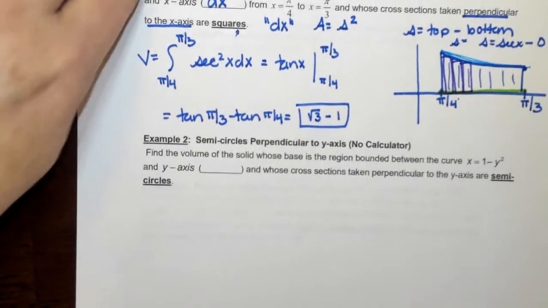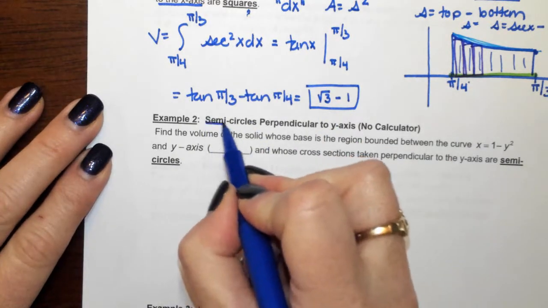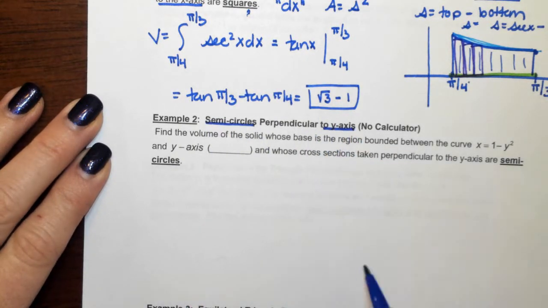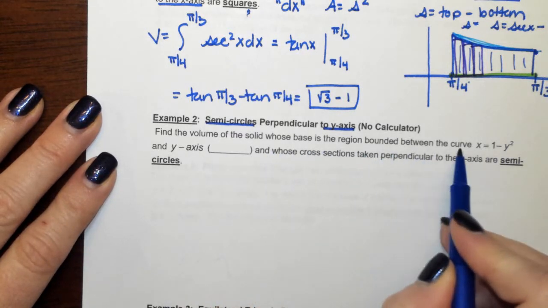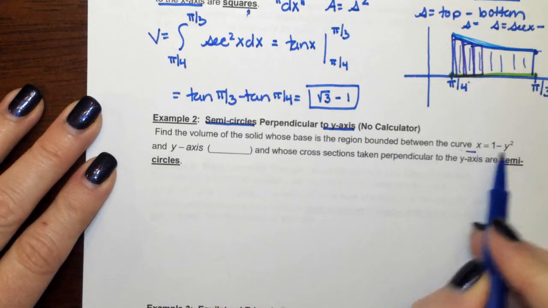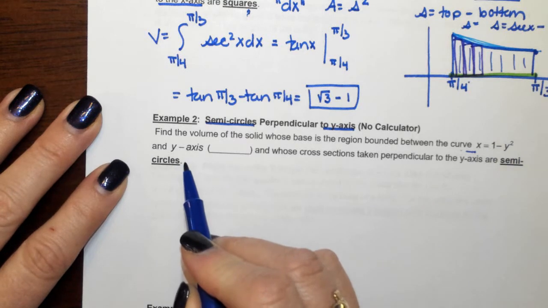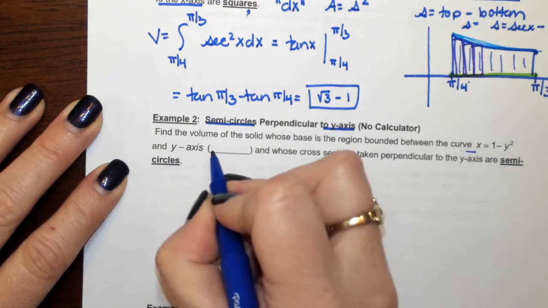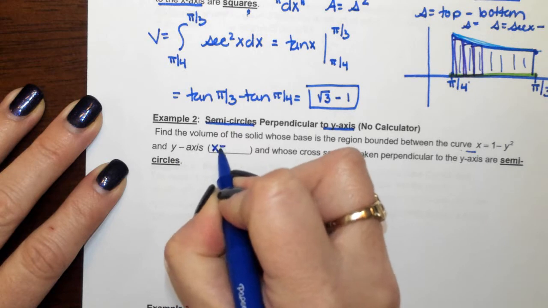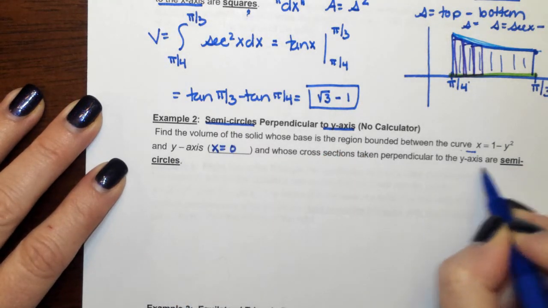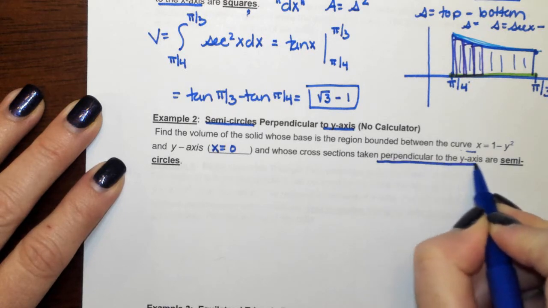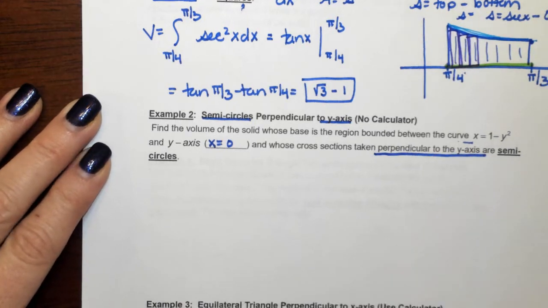So now here's an example where you're dealing with semicircles that are perpendicular to the y-axis. Find the volume of the solid whose base is the region bounded by the curve x equals 1 minus y squared, and the y-axis. So that means that, again, that's going to be the equation x equals 0, and whose cross sections taken perpendicular to the y-axis are semicircles. So again, perpendicular to the y-axis means it's going to be a dy.